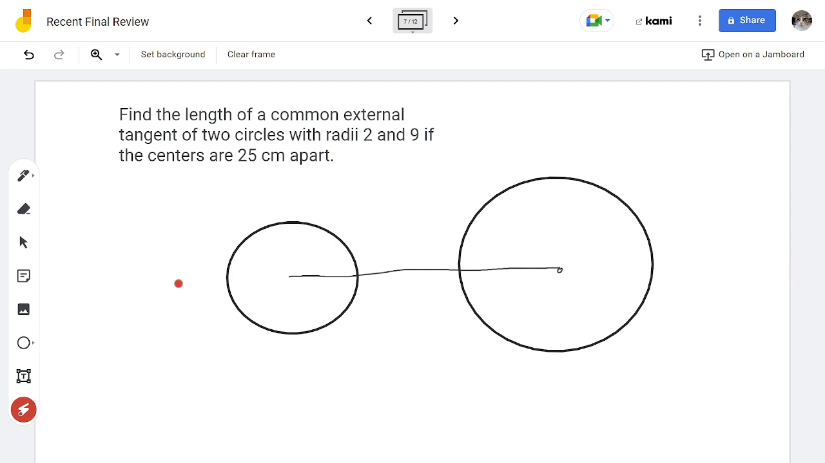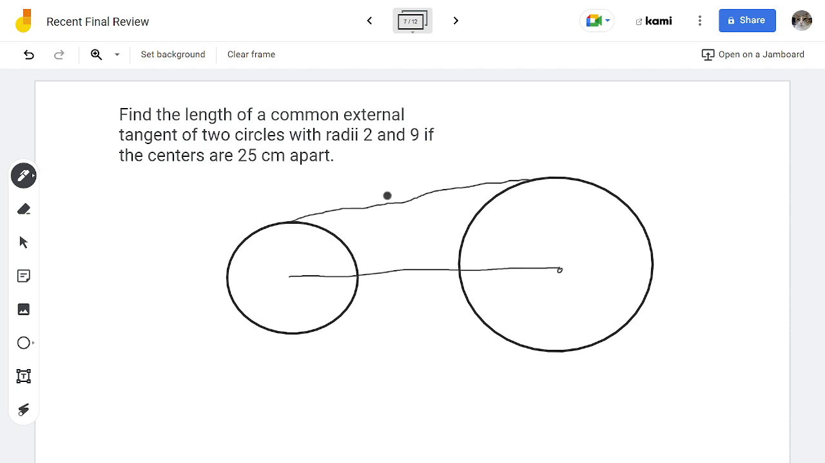Alright, so this is definitely a common problem, and I am willing to bet money that this will be on the final. Find the length of a common external tangent of two circles with radii 2 and 9 if their centers are 25 centimeters apart. So I'm going to walk through this problem just because it's pretty simple.